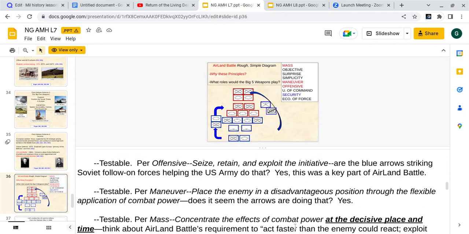As for mass, you're concentrating all the effects of combat power at the decisive place and time. So air-land battle uses mass because these helicopters and tanks were concentrating all their firepower into the decisive area, in this case on the reinforcements, and also on the main fighting force to reduce the enemy's combat power.